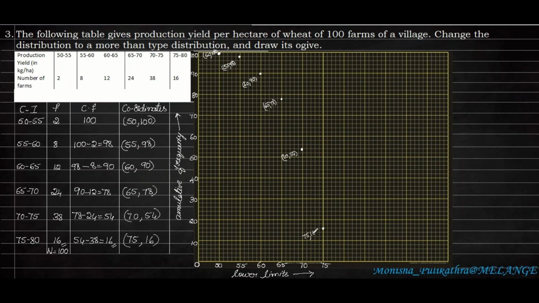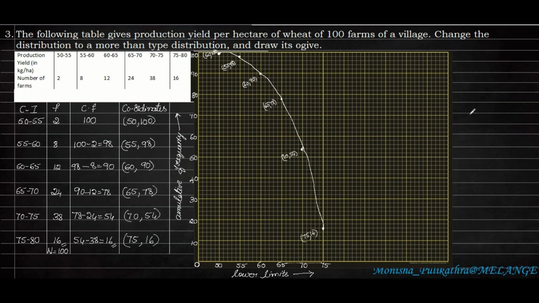So this is the graph which we need to plot. There is no need of using any scale here. You have to join by using just the pencil. Just join dot by dot. Okay, so this is the more than type graph.